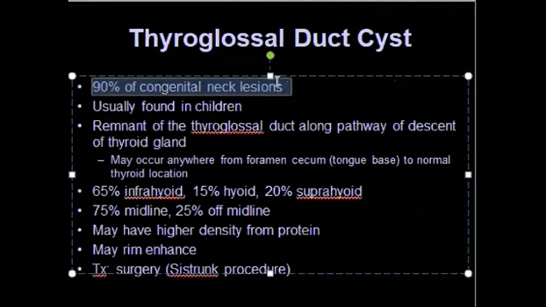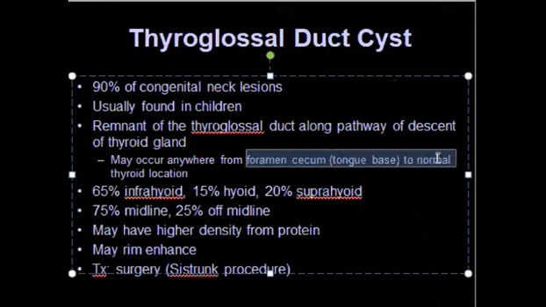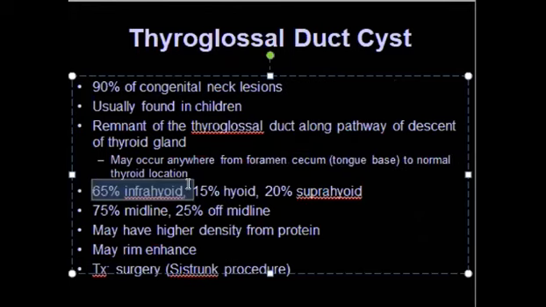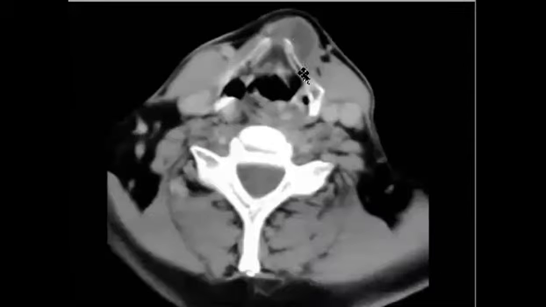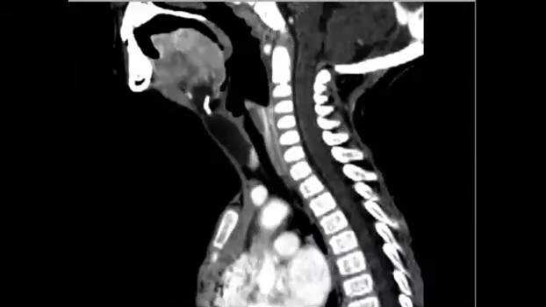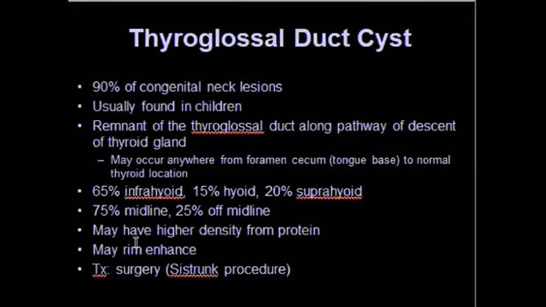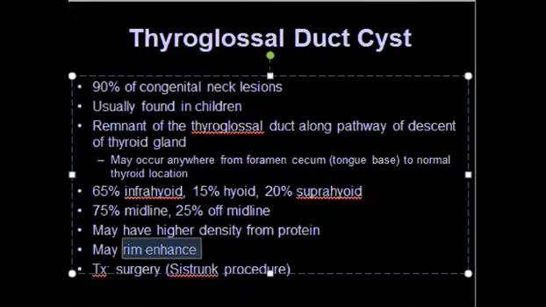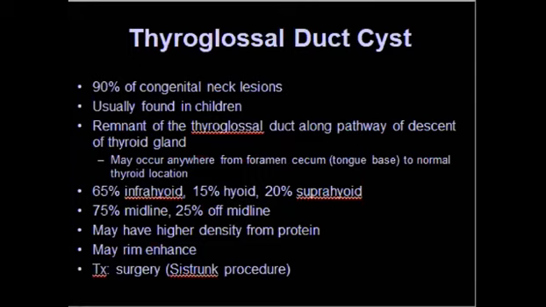This is like 90% of congenital neck lesions in children. The pathway will be from the tongue until the thyroid gland, exactly from the foramen cecum, which is the tongue base. As you see, it can be infrahyoid or suprahyoid or in the hyoid lesion. Midline, but it can also be off midline. Sometimes it is not hypodense, it can be hyperdense or hypodense, okay? Maybe rim enhancing and maybe infection and surgery after.